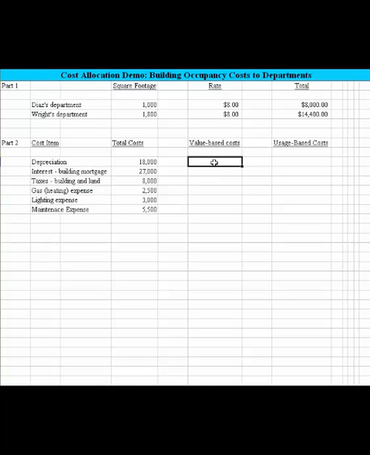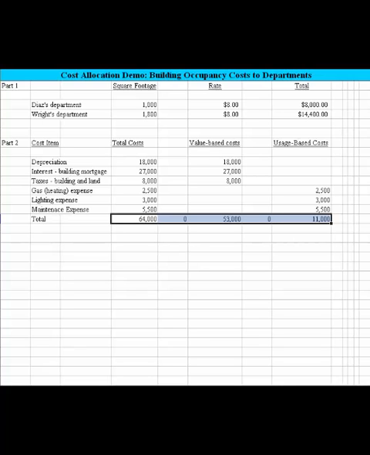Then some of these need to be allocated on a value-based approach, and those include the depreciation costs, the interest cost, and the taxes. But gas, lighting, and maintenance will be based on a usage approach. So I'll copy those there. Let's total the costs. I think the sum function should work just fine. You see how I did that in one shot.